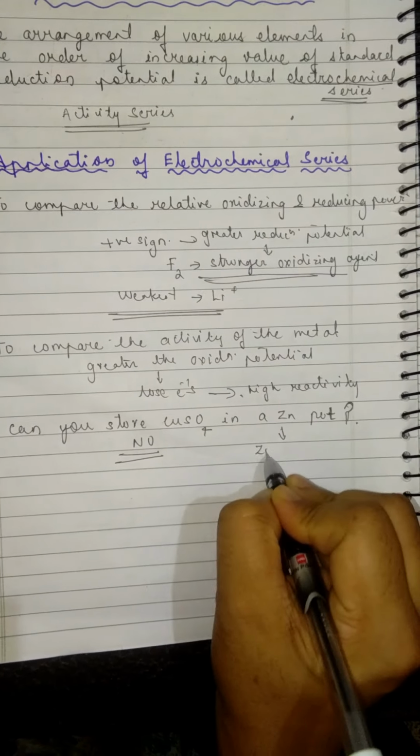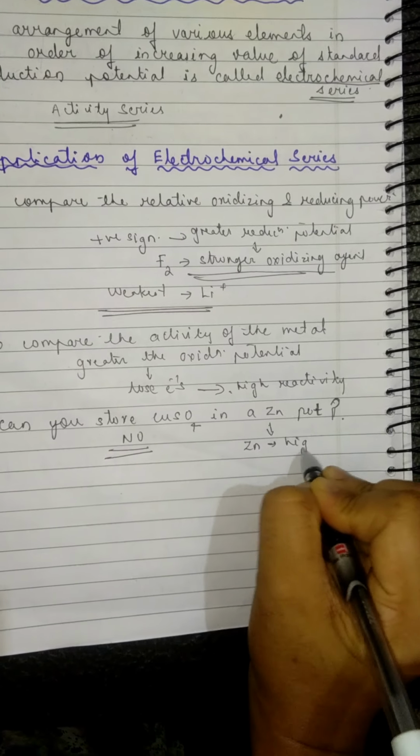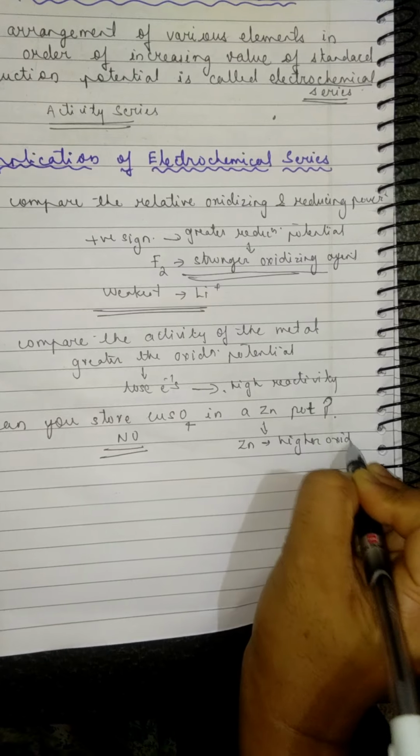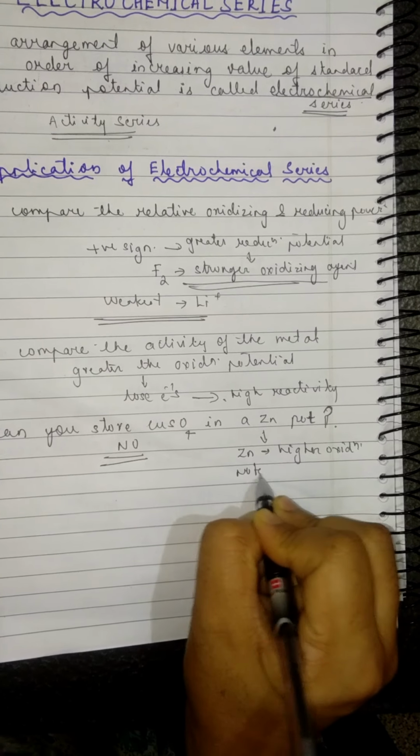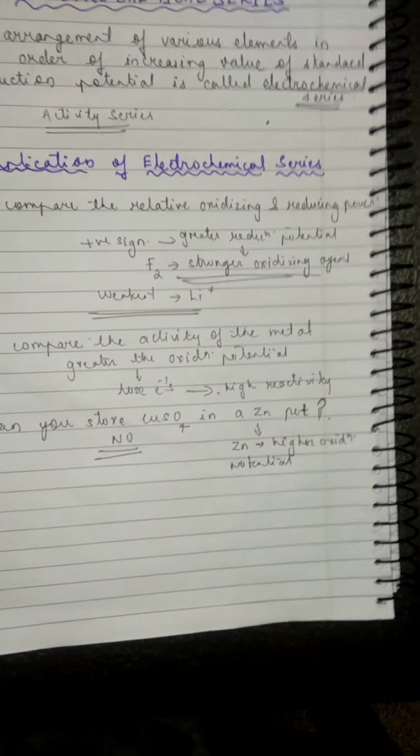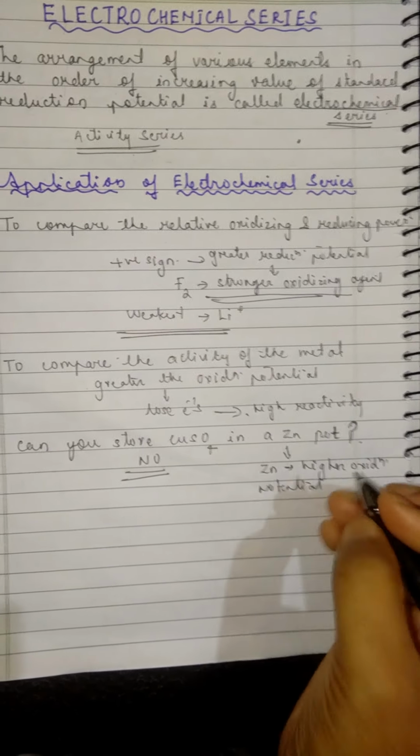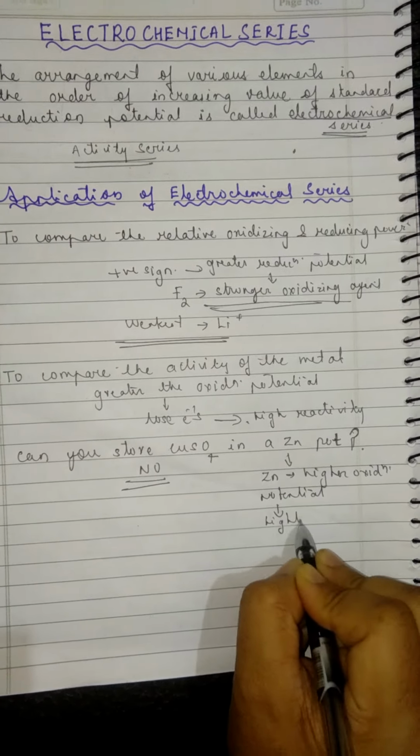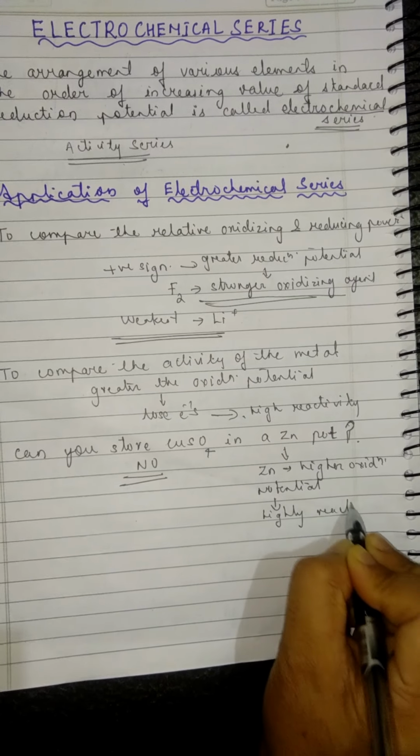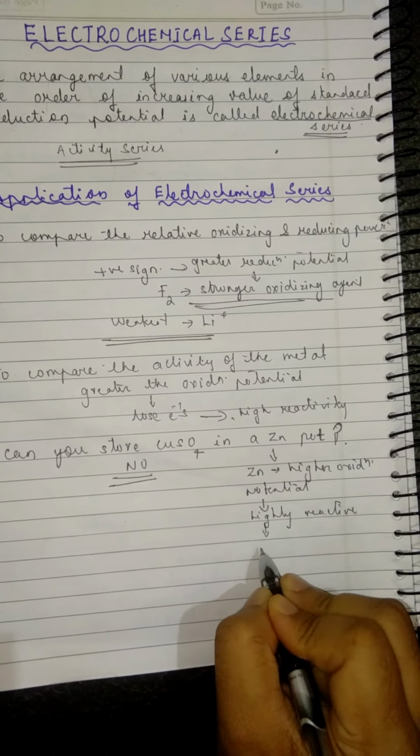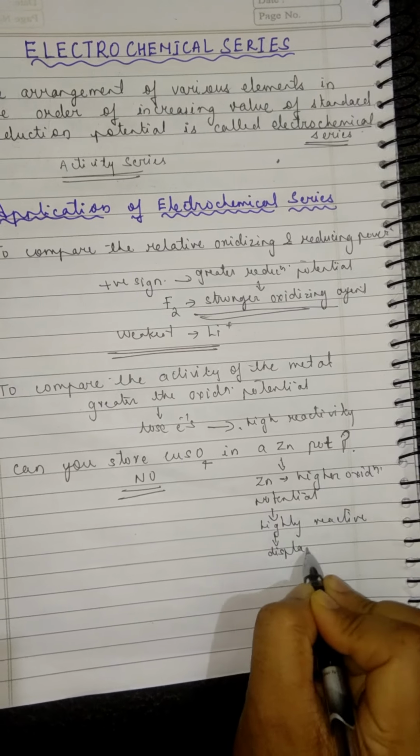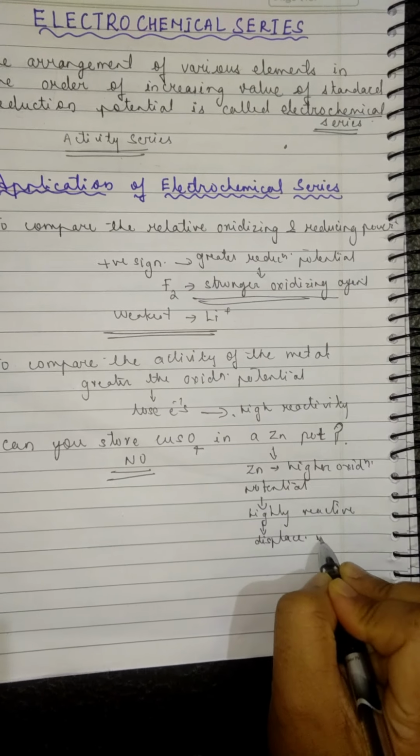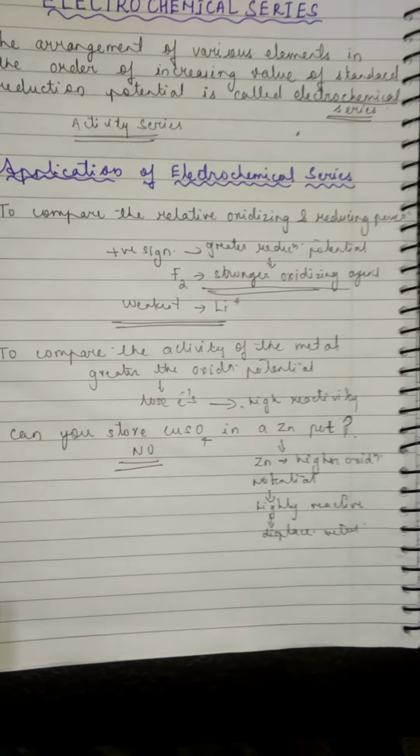Because zinc has a higher oxidation potential. So what happens when it has a higher oxidation potential? Since it has a higher oxidation potential, it is highly reactive. And what happens if it is highly reactive? It can easily undergo oxidation and displace the other metal.